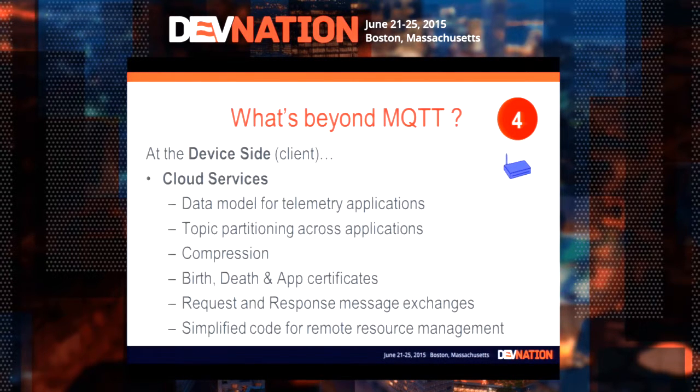Then MQTT is publish-subscribe and doesn't have by default a request-response mechanism, so you have to define one by yourself, which is quite useful in very many business scenarios.